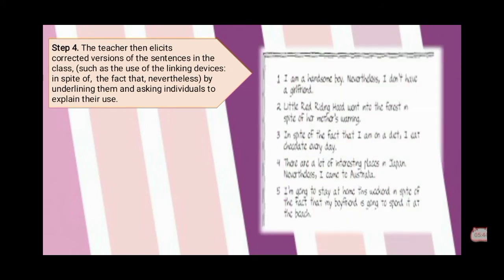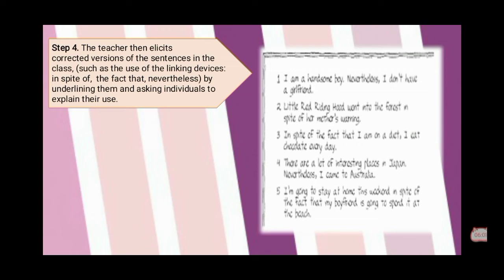So we have here an example. From step 1, wherein we could say that the examples there are grammatically wrong, in step 4 we can conclude that it has been corrected.